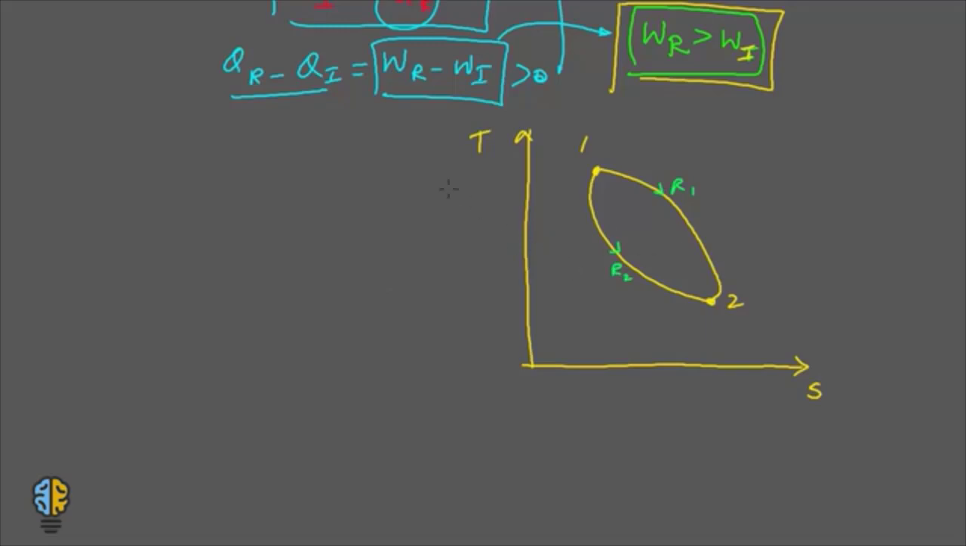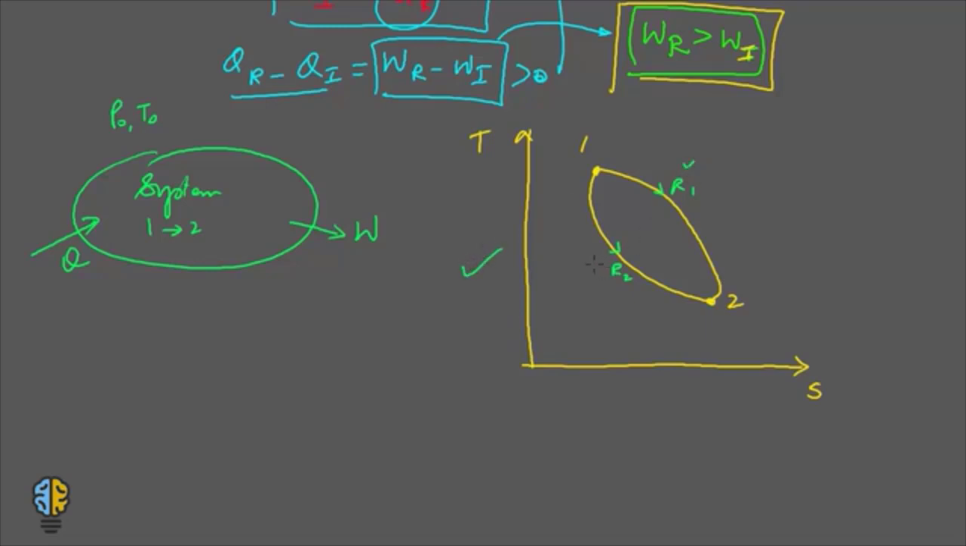If you depict this in the form of a simple schematic, this is the system. It is going from 1 to 2, and the surroundings are at pressure and temperature P0 and T0. You have some heat interaction and some work interaction. This diagram shows two reversible processes R1 and R2 between the same end states 1 and 2, representing a closed system which is only interacting with the surroundings at the temperature T0.